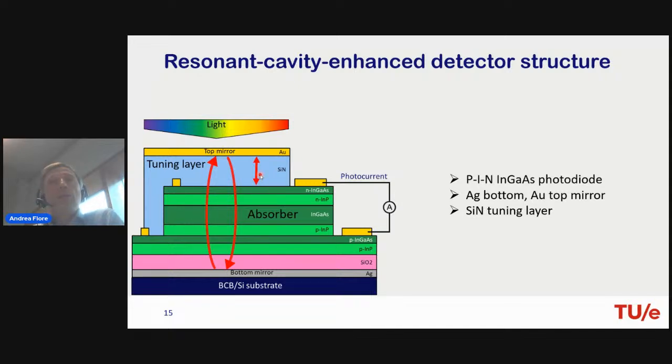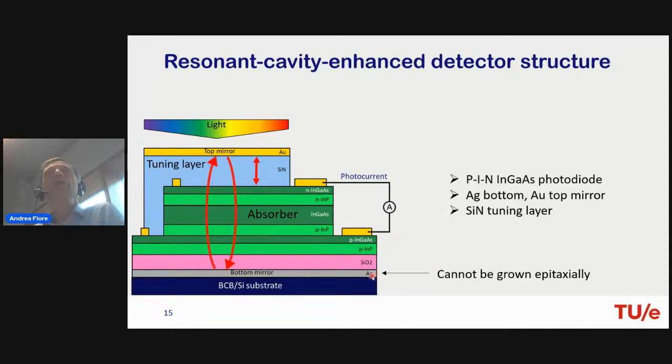The other thing we do is we can tune the wavelength of this cavity by changing the thickness of one of these layers, and then we have a different optical length for each pixel, and that makes the pixel respond to a different wavelength. In principle, the principle is very simple.